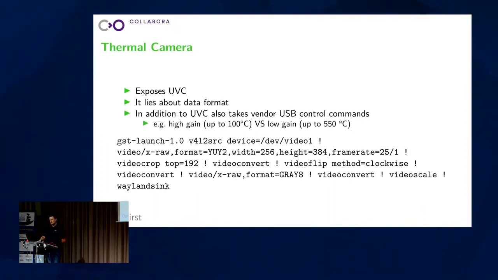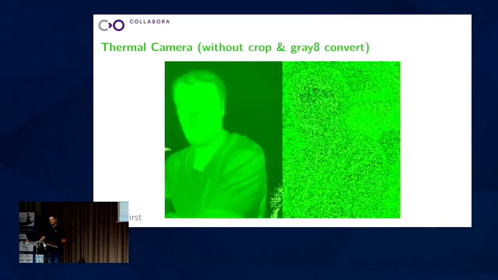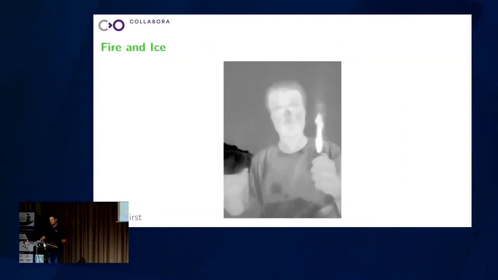So I mentioned it lies about the data format. You can see that I have a GStreamer pipeline that modifies data a little bit. If it's not modified, you actually get this kind of picture. So that's not really what I expected. After applying the pipeline, I got to this. So on the one hand, there's some ice, and on the other hand, there's a lighter, with the idea to have the minimum temperature and the maximum temperature to figure out how to interpret the data.